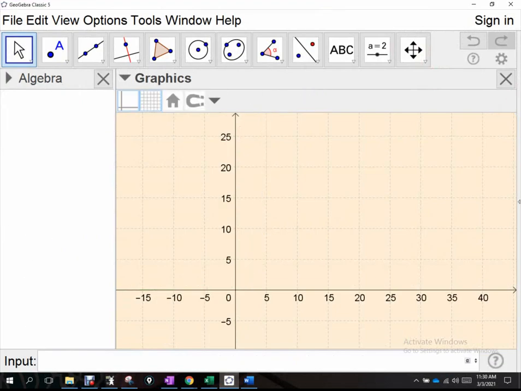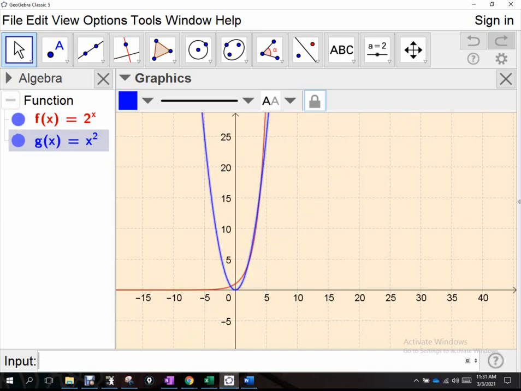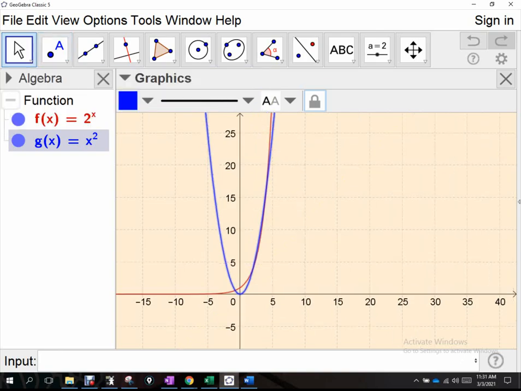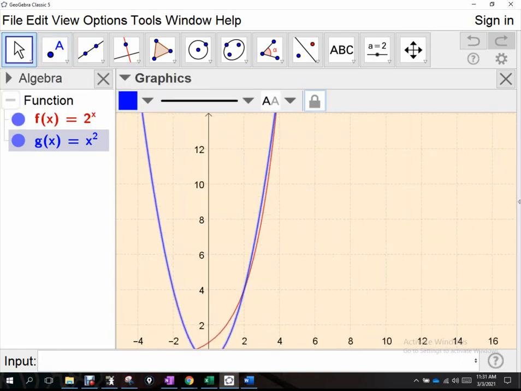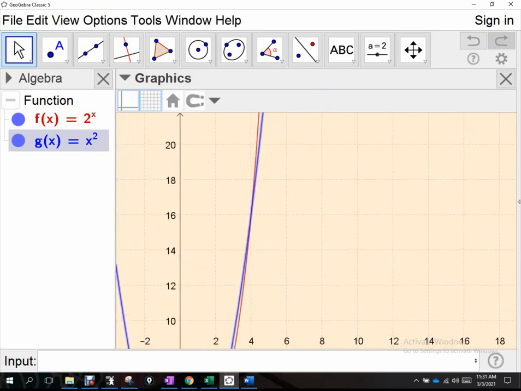Just look at 2 to the x. 2 to the x looks like that right there. If I compare that to x squared, x squared looks like that. Okay, now they look very similar when the x values are small. This blue line and this red line are pretty close to one another.